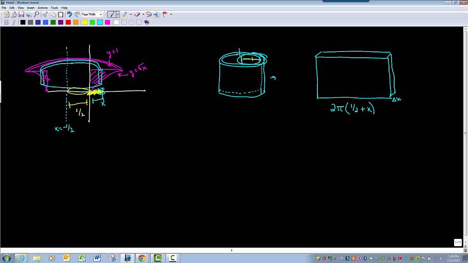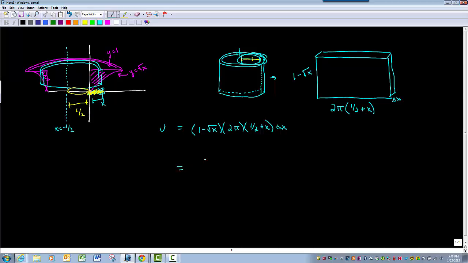Now what is the height? Well, the height is the difference between these two lines. So the height is 1 minus the square root of x. Now we're set to go. What we're going to do is take these three things and multiply them together. And that's our volume.